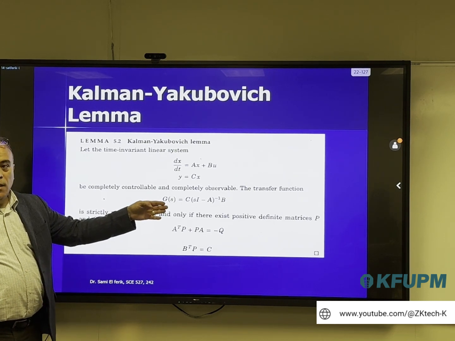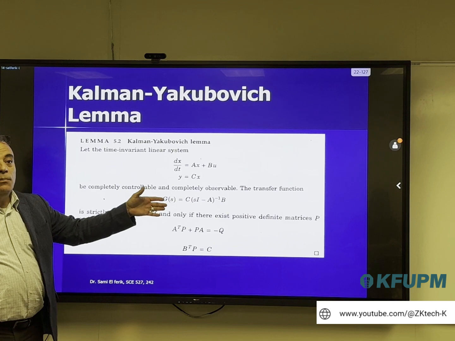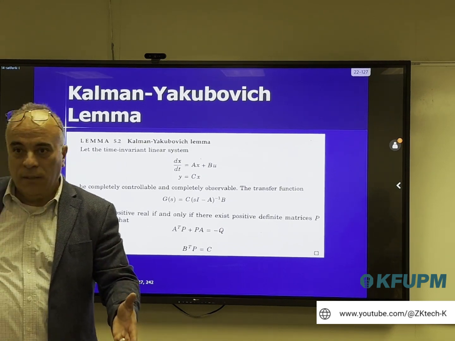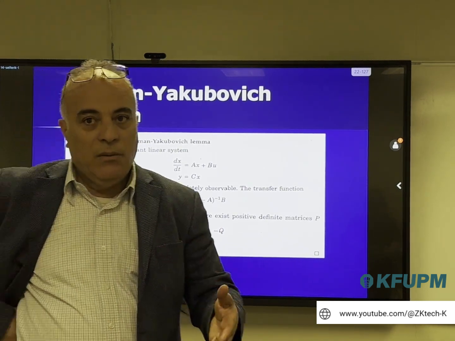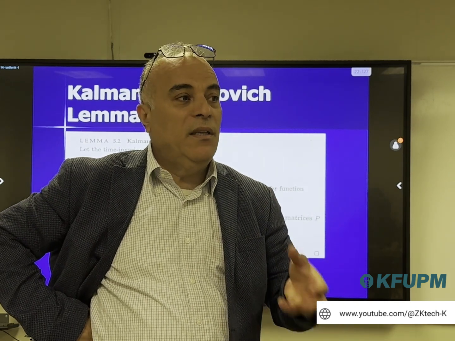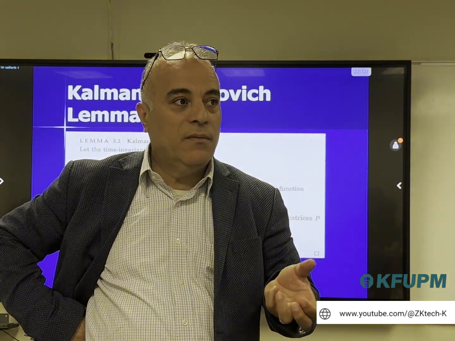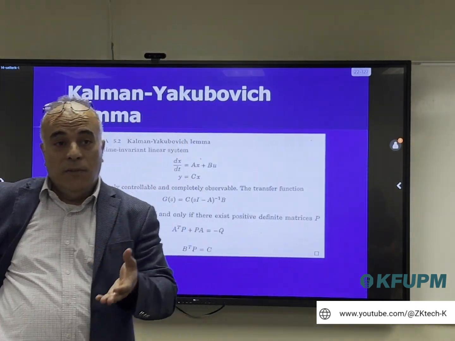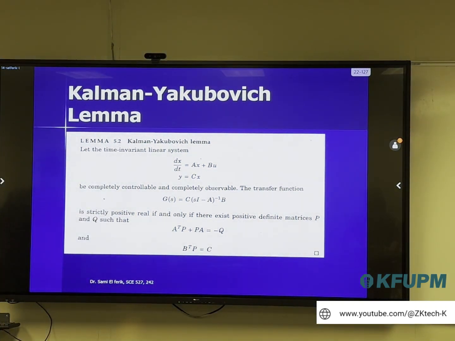Minimum representation means there is no state that will disappear from the transfer function. Because the transfer function represents the controllable and the observable part, and the system is completely controllable and completely observable, all the states are already captured in the transfer function. Nothing disappears. If the system is not controllable or not observable, we can still find the transfer function, right? But this transfer function will not represent all the states, so it's not a minimum representation.